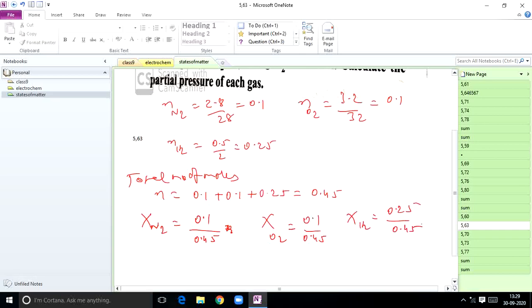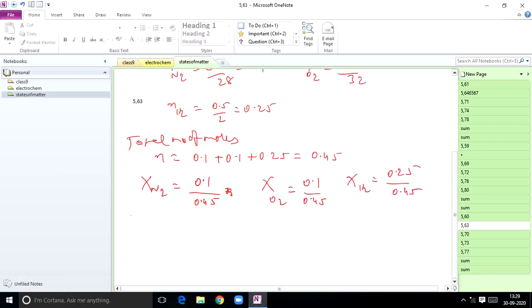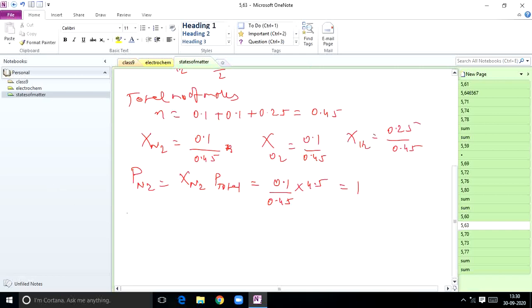So I have taken all the individual partial pressure formulas. Partial pressure of nitrogen is equal to mole fraction of nitrogen into total pressure, P total. So that is equal to mole fraction of nitrogen 0.1 by 0.45 into P total, that is 4.5. It is given. So we'll get 1. Next, partial pressure of oxygen is equal to mole fraction of oxygen into P total. So what you will get? 0.1 by 0.45 into P total 4.5. So you will get 1.